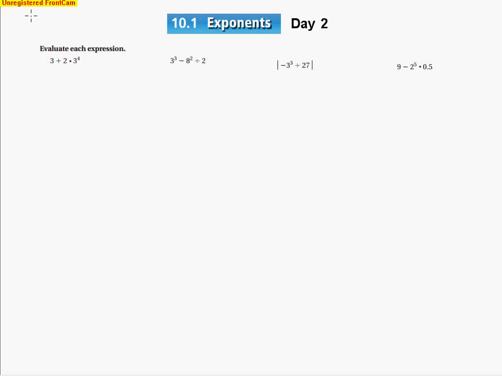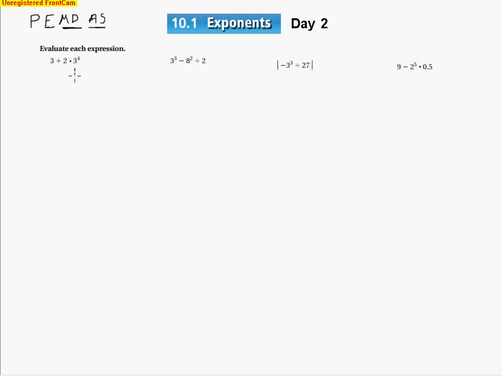So what we have to remember is order of operations, which start with parentheses, or any type of grouping symbol. Then we have exponents, and then we have multiplication and division. Now when we do multiplication and division, we work from left to right. Same thing with the next two, which are addition and subtraction. We work left to right. So I'm not going to add the 3 and the 2 first.